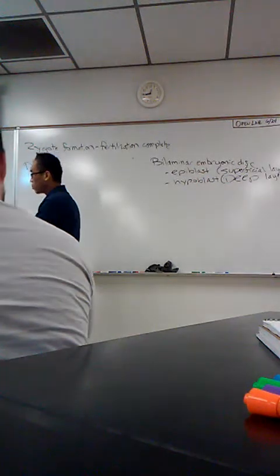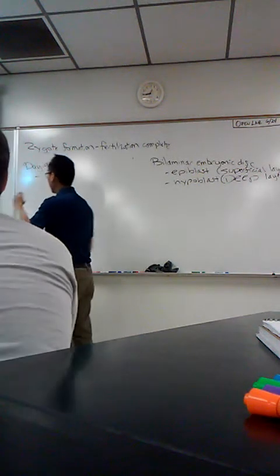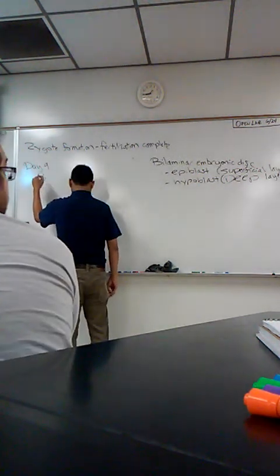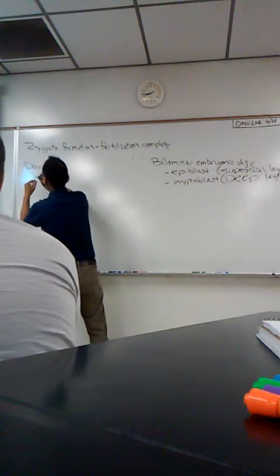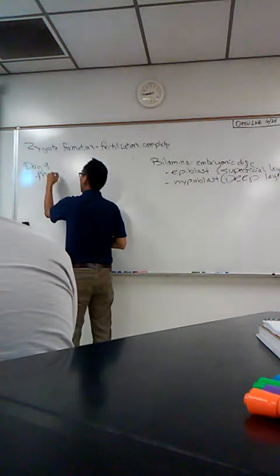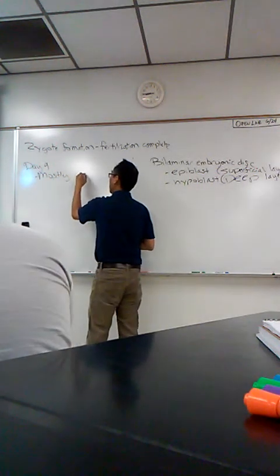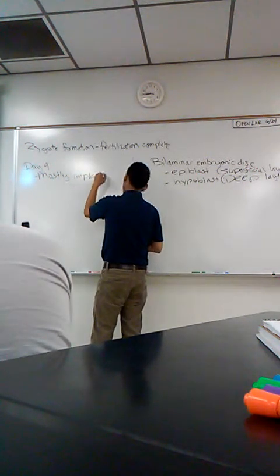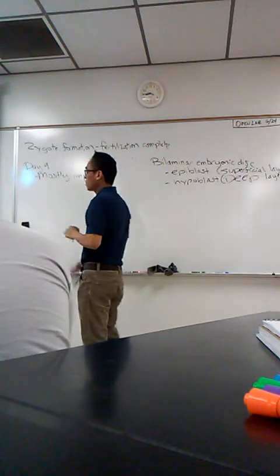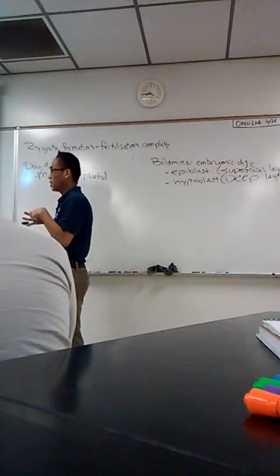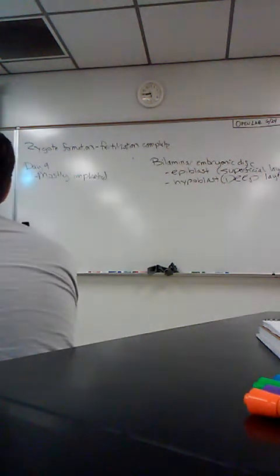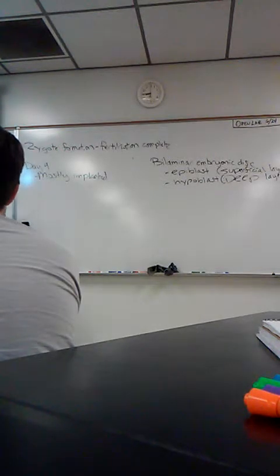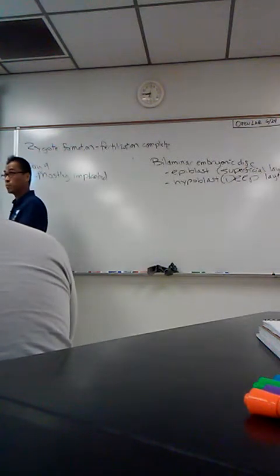We're mostly implanted, okay? And we start to see the formation of spaces around the syncytium. These spaces are called lacunae. Lacuna means chamber, empty space. You want to fill those spaces with blood.